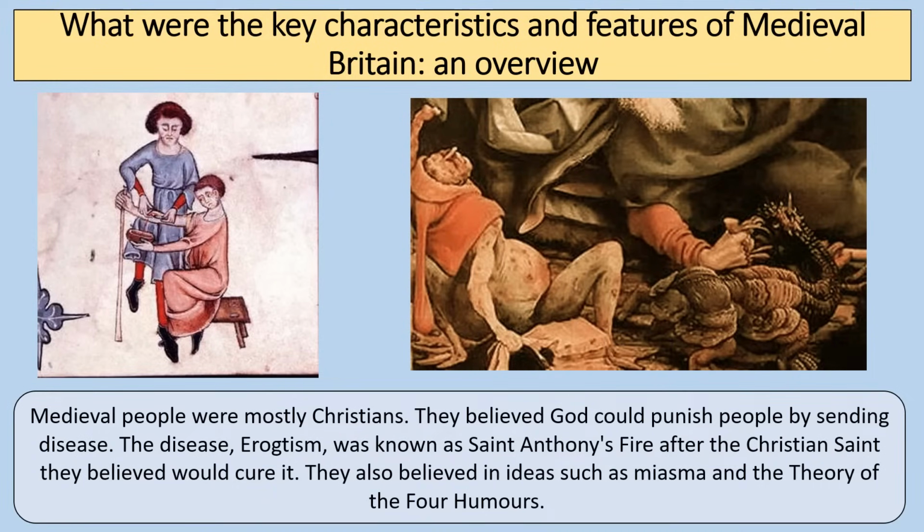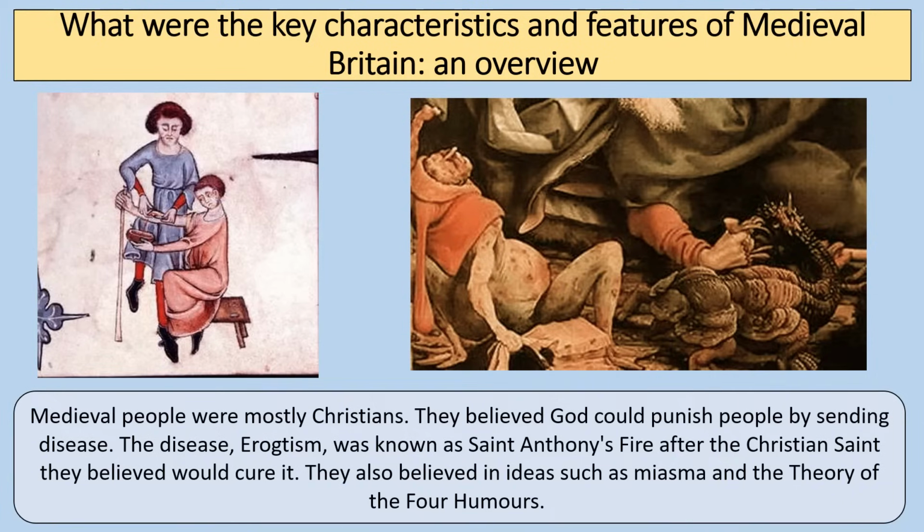So as we've seen, in terms of beliefs and attitudes, medieval people were mostly Christians. They believed that God could punish people by sending disease. There was a disease called ergotism, which was actually caused by eating infected rye bread, but it was known as St. Anthony's fire after the Christian saint they believed would cure it. Really nasty, horrible disease with loads of impact on your skin, made you eventually go mad.